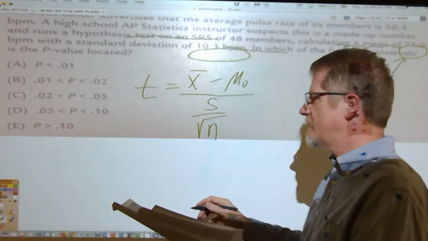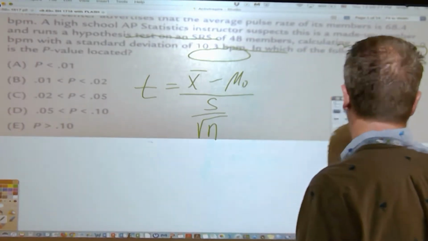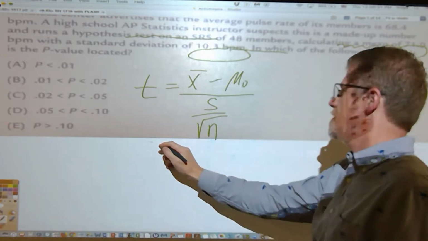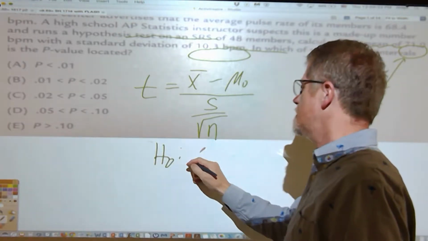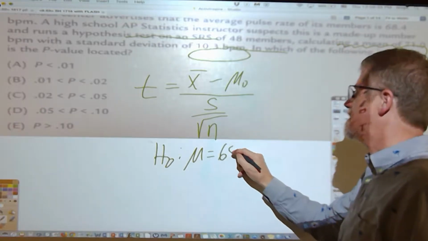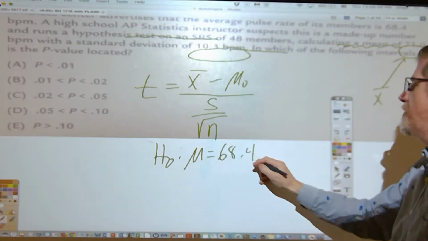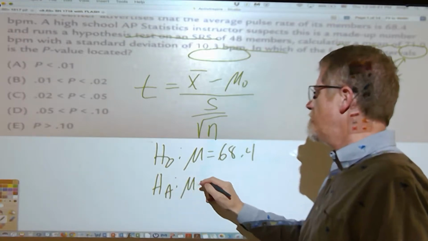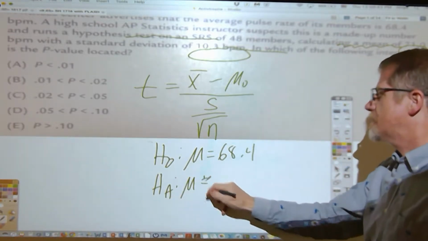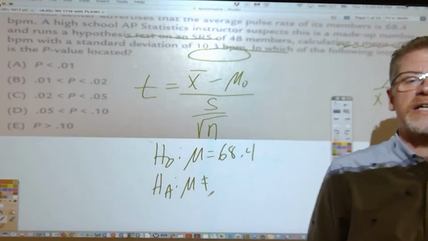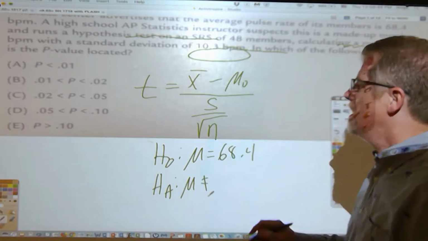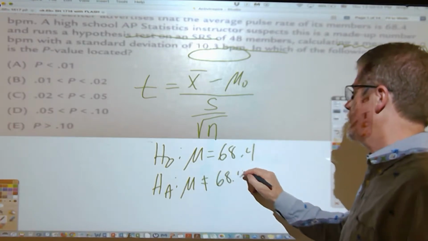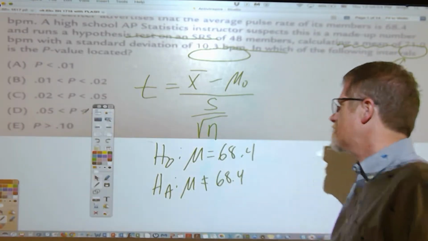But for those of you who did it by hand, you're probably thinking that the null hypothesis is going to be, one more time, mu equals 68.4, what they said. We think it's a made-up number. We don't know if the truth is greater than or less than, so the alternate hypothesis is does not equal 68.4. This is going to be a two-tailed test. I would expect you to draw a picture.